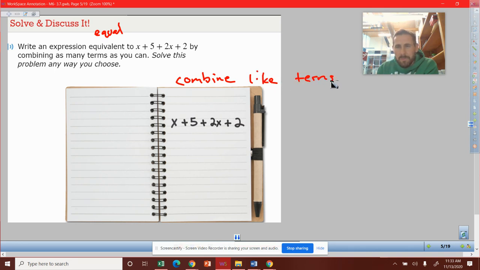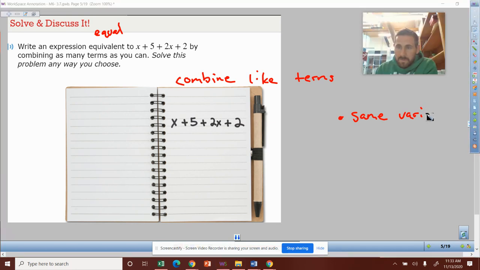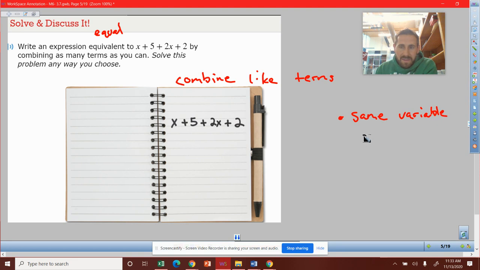So we have to remember, what are our rules? What makes something alike? It has to have the same variable. Or in a case, no variable. So if it doesn't have a variable, what does that make it? It just makes it a number, a decimal, a fraction. It's just something that stands alone, like this 5 and this 2. It's a constant. So we can combine our constants and we combine our things that have the same variable.